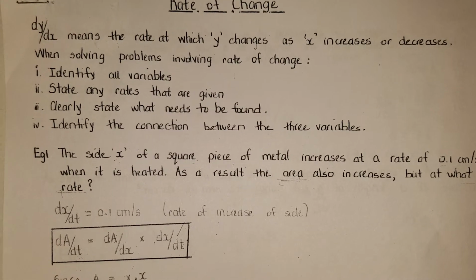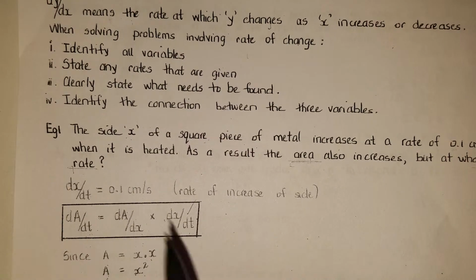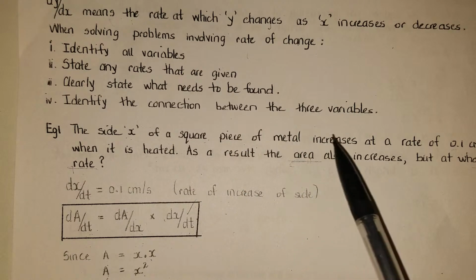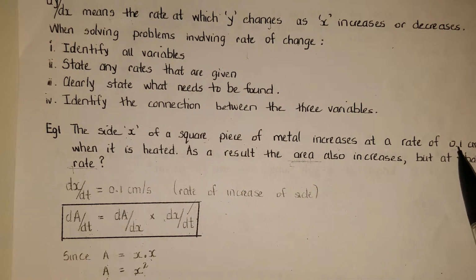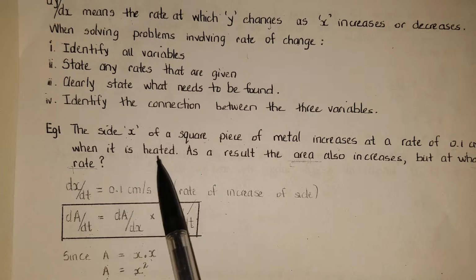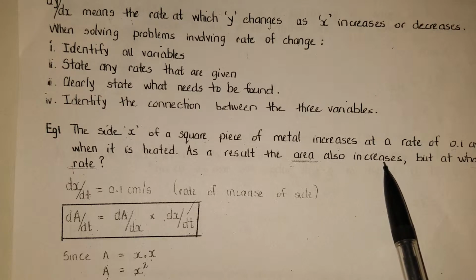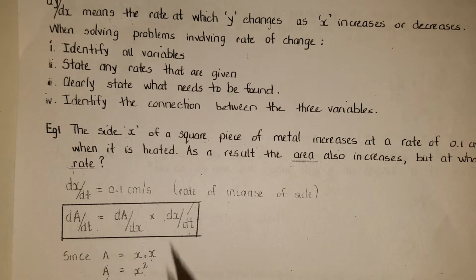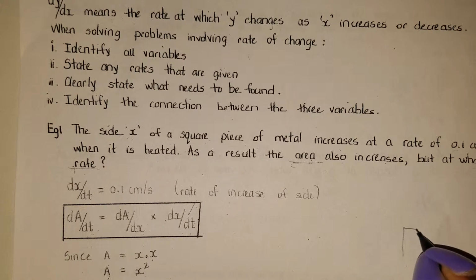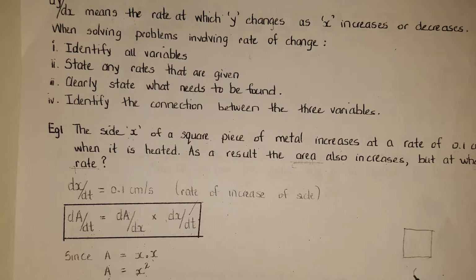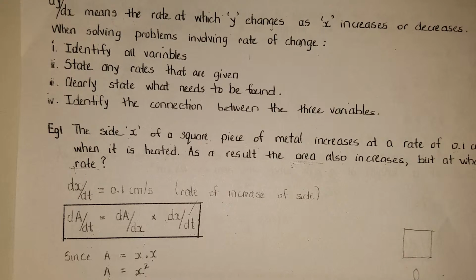Let's just start with an example. It says, the side x of a square piece of metal increases at a rate of 0.1 centimeter per second when it is heated. As a result, the area also increases, but at what rate? Okay, so basically, we have a square piece of metal, and we know that if we apply heat to metals, they expand.